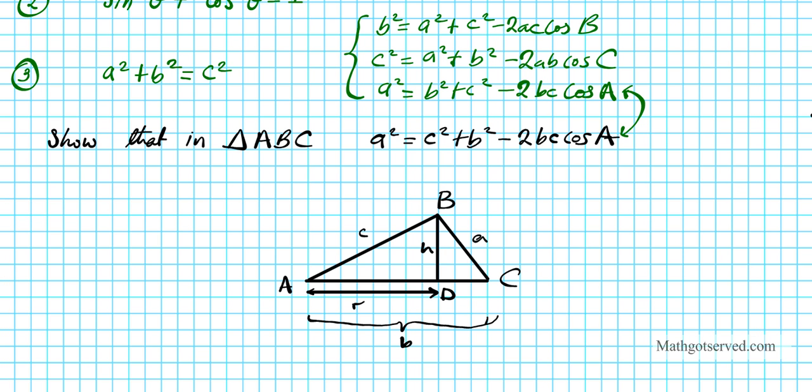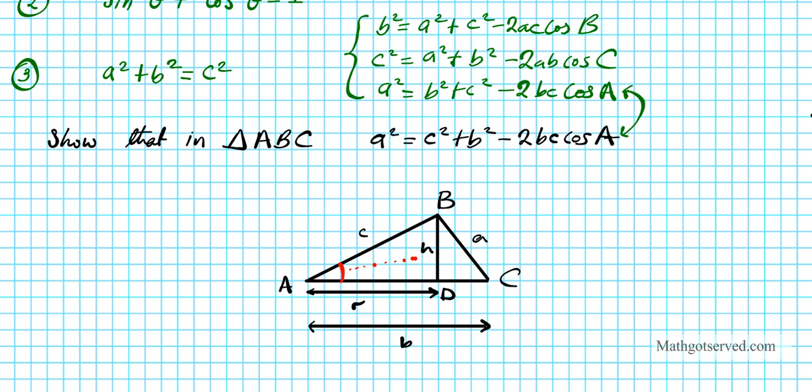Now we're going to write down some equations using SOHCAHTOA, right triangle trig, and also write another equation using the Pythagorean theorem, and then we'll combine the two and end up with the law of cosines. Okay, alright, so let's start off by focusing our attention on triangle ABD, with reference to angle A. So this will be our reference angle right here.